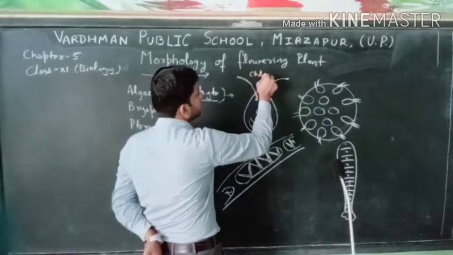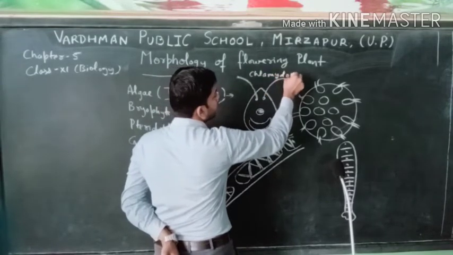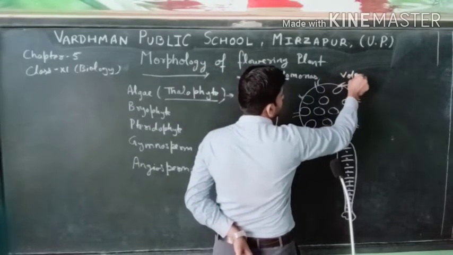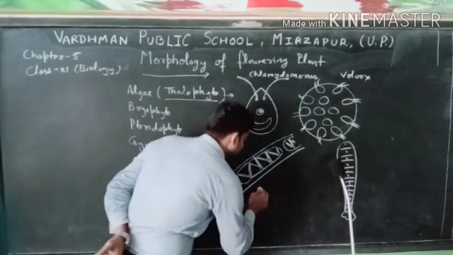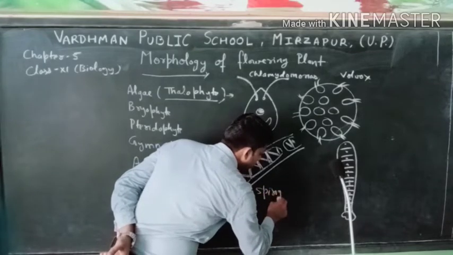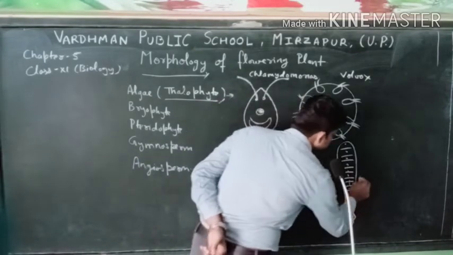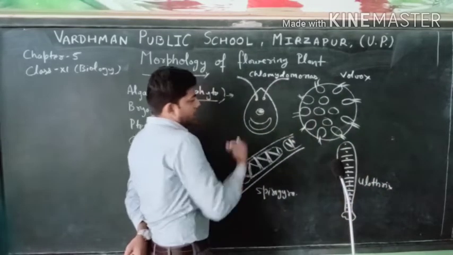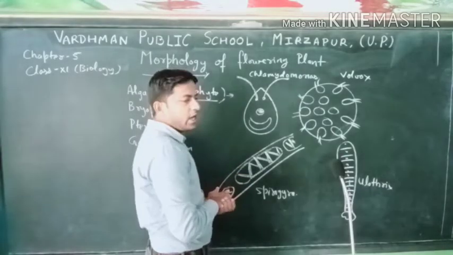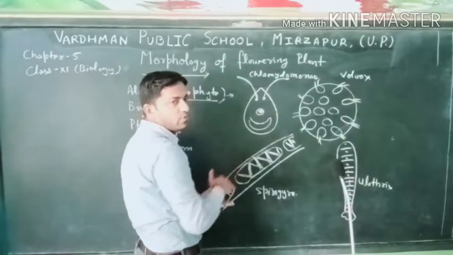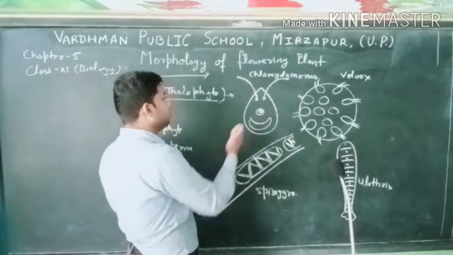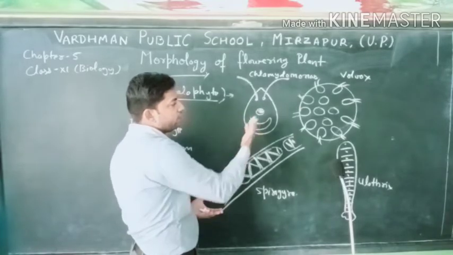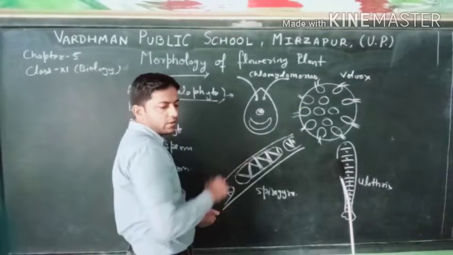So this is Chlamydomonas. This is Volvox. This is Spirogyra. This is Ulothrix. If we see all the diagrams, there is no leaf, stem, or root-like structural organization. So they are known as thallophytes. And we do not find any type of flower here. So these are not flowering plants.